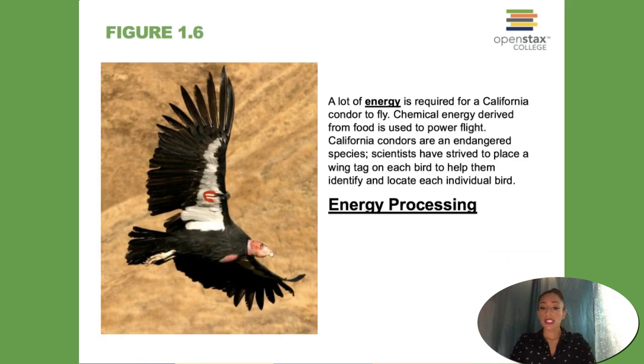Right here is a really good example of energy processing, these California condors, they're an endangered species. These guys actually have a lot of energy and require a lot of energy to fly around and prey for food. Really, really good example of energy processing. We actually process a lot of energy, especially for those of you that like to work out. You process a whole lot of extra energy when you're working out, you actually are creating a lot of extra ATP. So an example of energy processing.